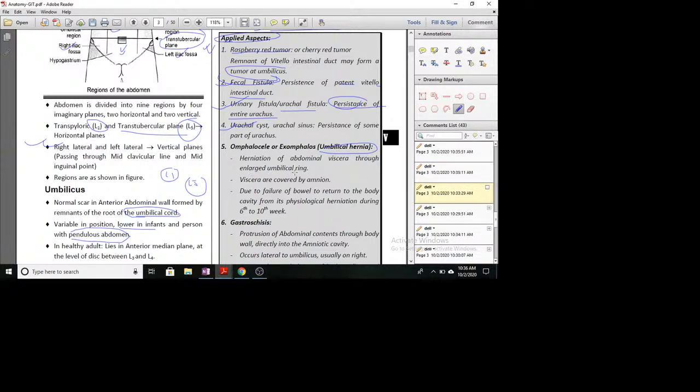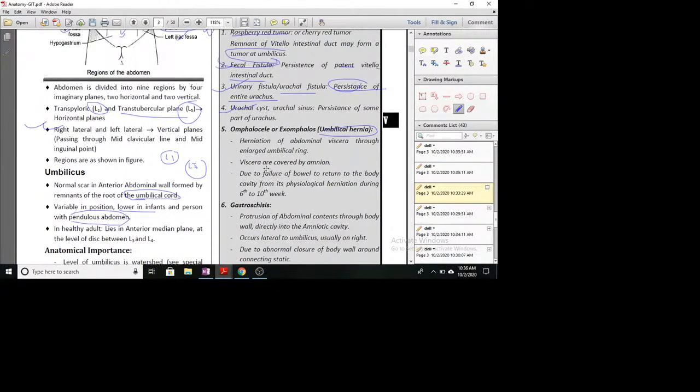What is omphalocele? Omphalocele, or exomphalos, is herniation of abdominal viscera through the enlarged umbilical ring. The viscera are commonly covered by amnion. It is basically due to failure of the bowel to return to the body cavity from its physiological herniation during the 6th to 10th week.